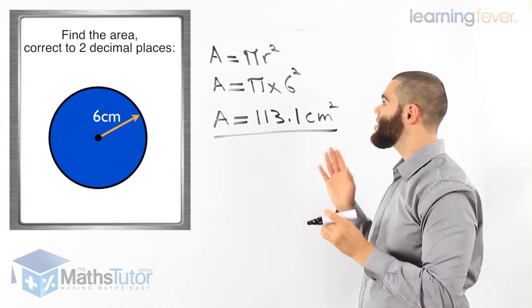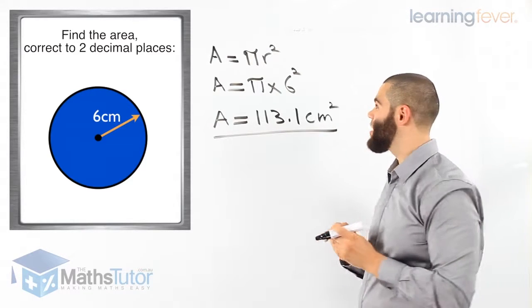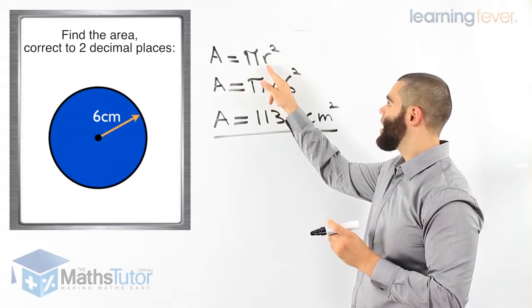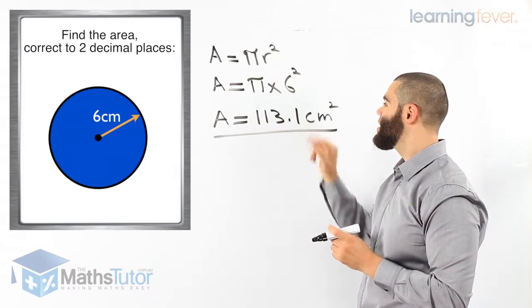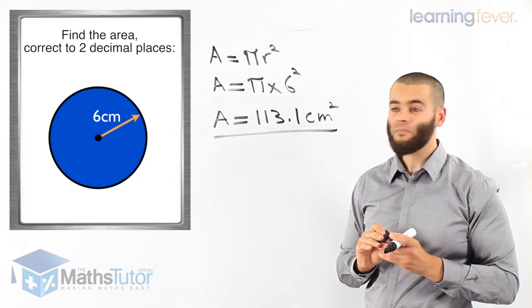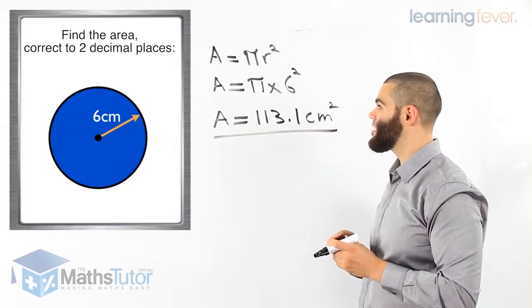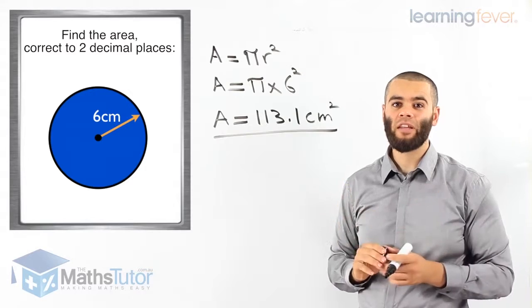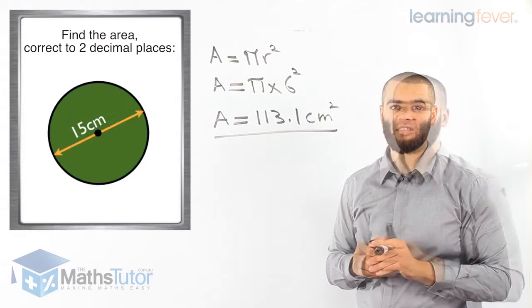Pi times 6 squared. 6 is our radius. Pi times r squared. Pi times 6 squared. 113.1 centimeters squared to 1 decimal place. This is how easy it is. We always look for the radius. Let's do some more examples.